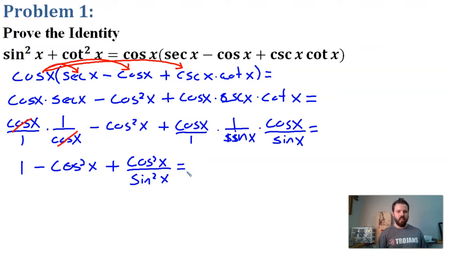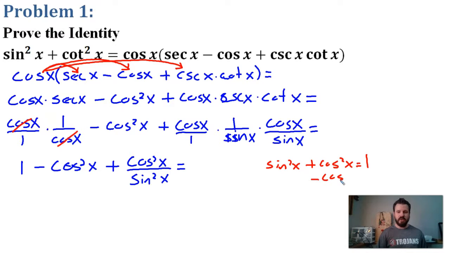Okay, where do I go from here? Well, what I'm shooting for is a sine squared plus a cotangent squared. I want to show how what I'm left with gets me there. Well, I'm going to say I have one step left. First thing I can do is if I use Pythagorean identities, a little scratch work here, we know that sine squared x plus cosine squared x is equal to 1.